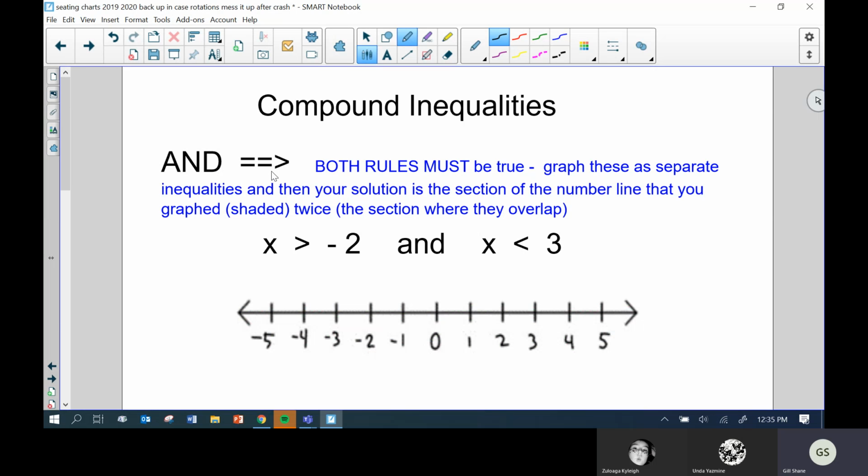They'll look different as the final product, but the process is the same. You just treat each one of these inequalities separately, and you graph them separately. Now for you, it's going to be a little trickier because you don't have multiple color pencils.